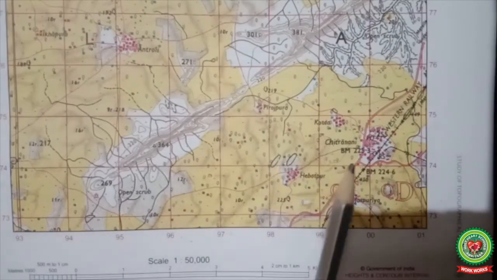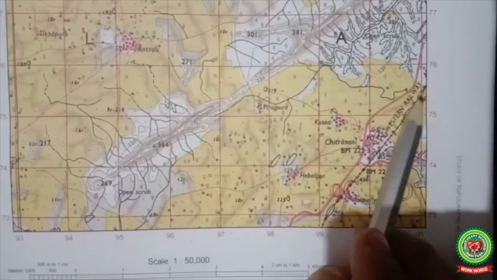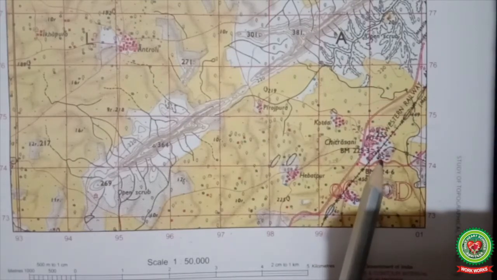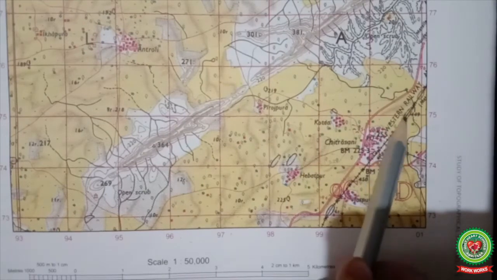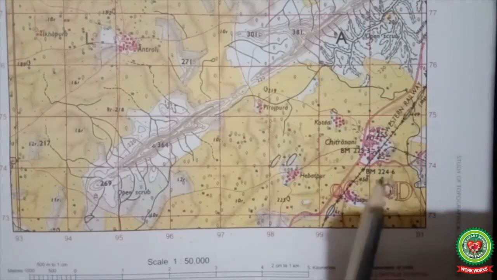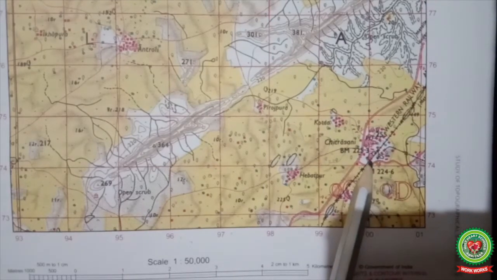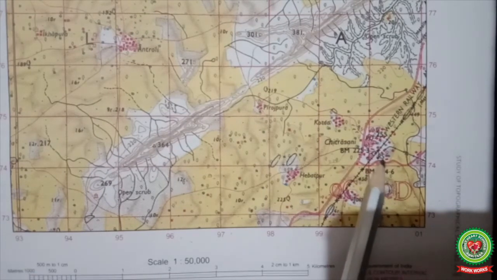Then we have here a black line with hashed lines in between, with the letters RS written beside it. This shows the presence of a railway line with a station.